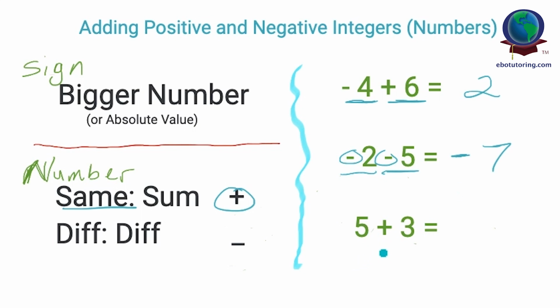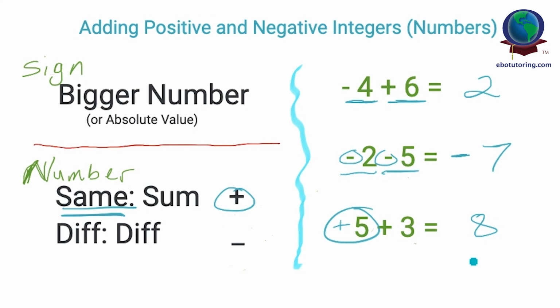And last but not least, we have a 5 and a 3. They're both positive. No sign means positive. We know this. They're both positive, so they're the same. We're going to sum, add them. And the bigger number is positive, the 5. So it's positive, and we add them, positive 8.